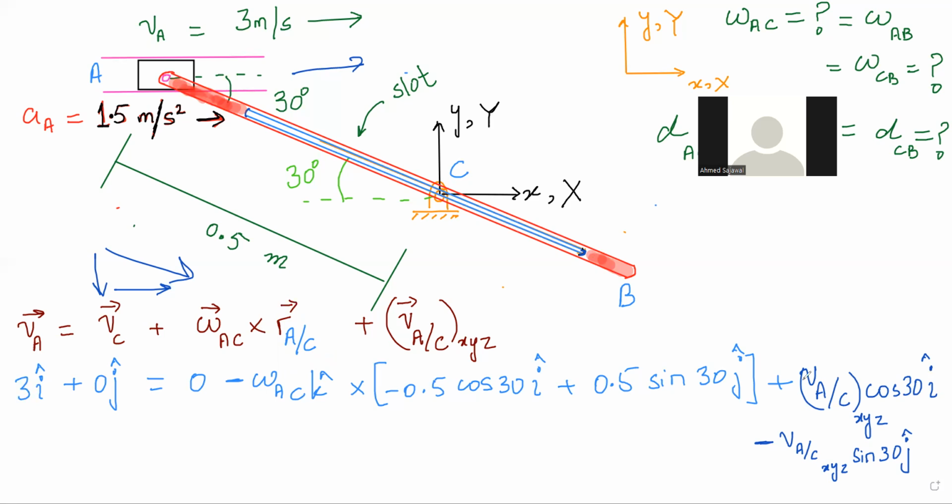So put a little bracket here, small xyz, and two equations, two unknowns. You do it. Do it on a piece of paper. Do it for me quickly. I multiply with J is K. Two equations, two unknowns. Give me the value of omega AC and VA with respect to C xyz very quickly.